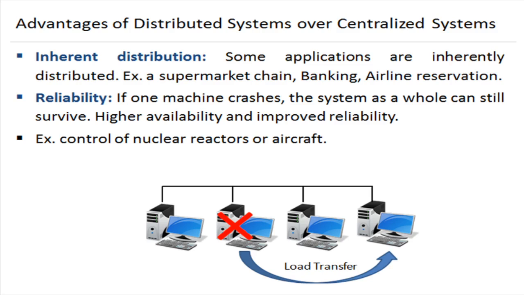The major advantage of distributed system over centralized system is inherent distribution, that is, some applications are inherently distributed. Some of the examples are airline reservation, banking, supermarket chain. Next one is reliability. If one machine crashes, the system as a whole can still survive. Higher availability and improved reliability. A very good example of reliability is nuclear reactors or aircraft.